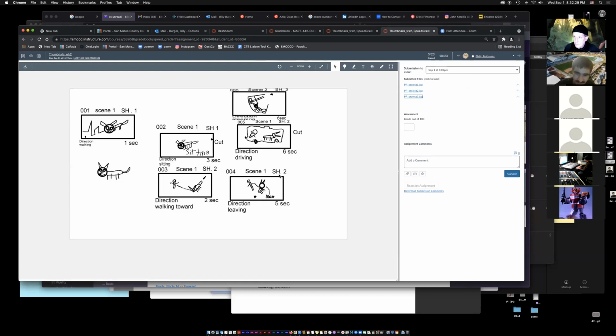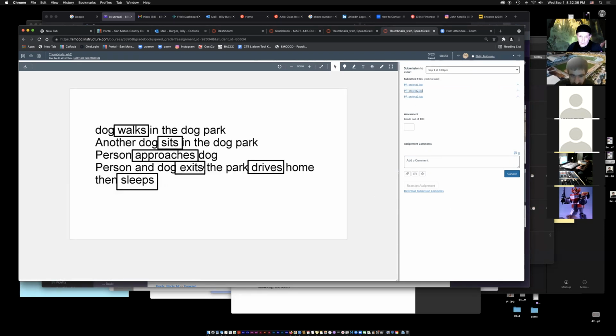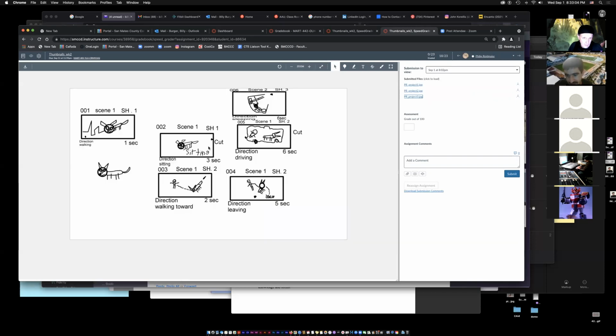These? Yeah. All right, so this is a good place to start. I think that what I'm going to do for you and for everyone else is to just give an idea. And again, I think it would have been better if these would have been a multi-page PDF. I mean, it's what I've got right now. But let me take a look at your script. A dog walks into the dog park. Another dog sits in the dog park. Person approaches one of the dogs. The person and the dog exit the park and drive home and then sleep. Okay, so that's your story.